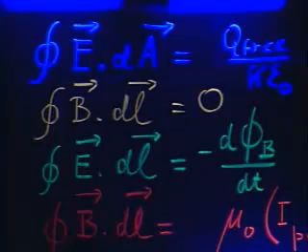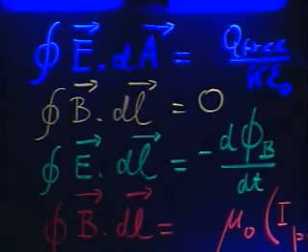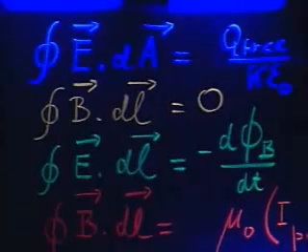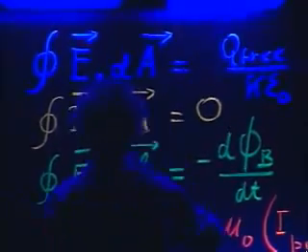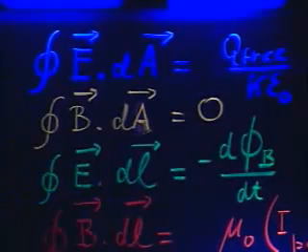And then we have the second one, the closed surface integral of B dot dL equals zero. Oh, it says an L. It shouldn't even be an L. Oh, I hope you caught that. This is an A, of course. How could I? This is the closed surface integral of B dot dA is zero.